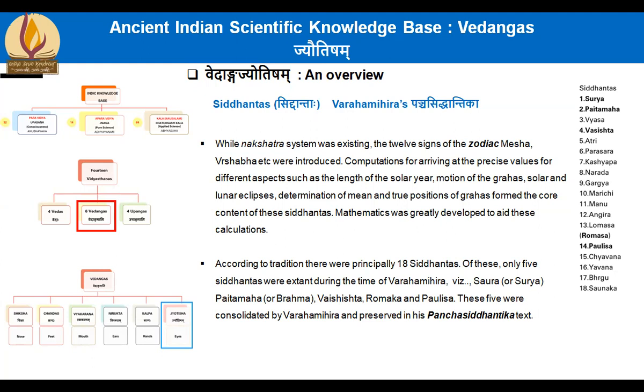Then, initially, as I said, there were 18 Siddhantas, but during Varaha Mihiracharya's time, only Saura, Paitamaha, Vasishtha, Romaka, and Paulisha systems were compiled. And these 5 were consolidated and preserved in his Pancha Siddhantikam. They were Saura, Paitamaha, Vasishtha, Romaka, and Paulisha.